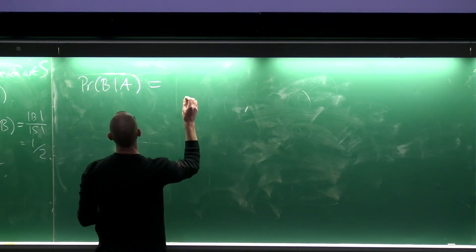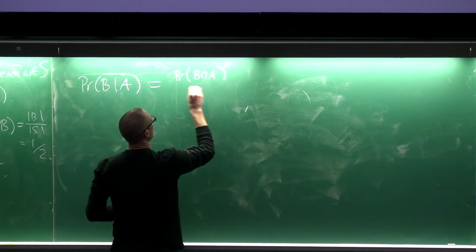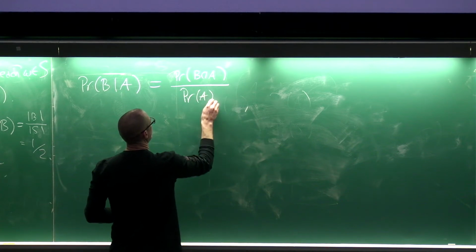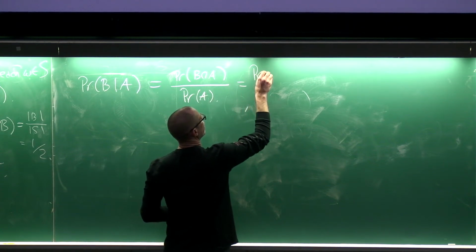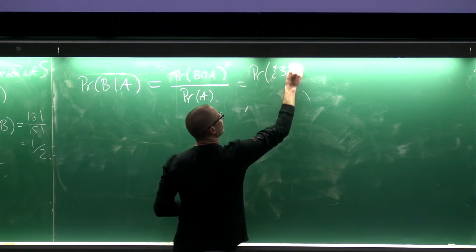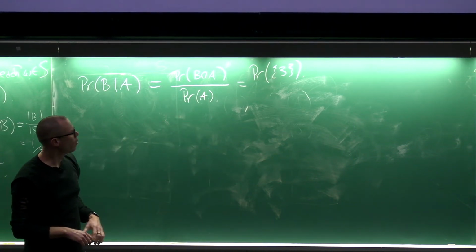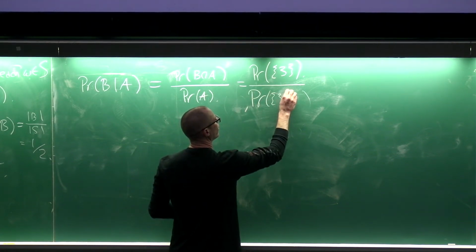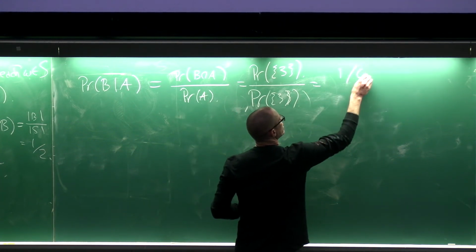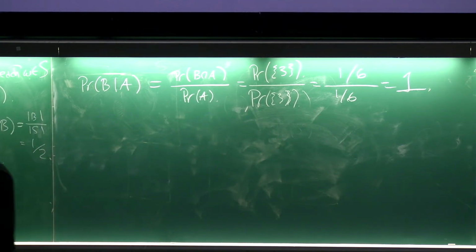So that should be the probability of B and A divided by the probability of A. That's just the definition of conditional probability. What's B and A? B and A is 3, right? That's the common intersection of B and A. And what's A? Well, A is also 3. So this is 1/6 over 1/6, which is equal to 1. Good. 1 better have been the answer there, otherwise there's something really wrong with the definition.